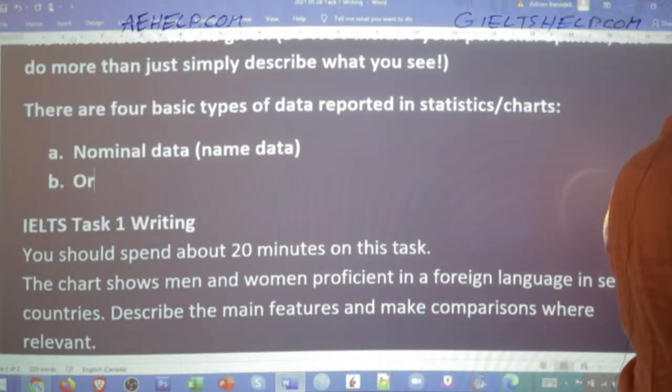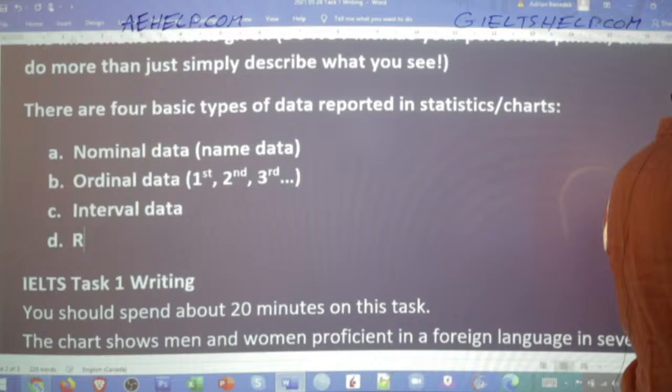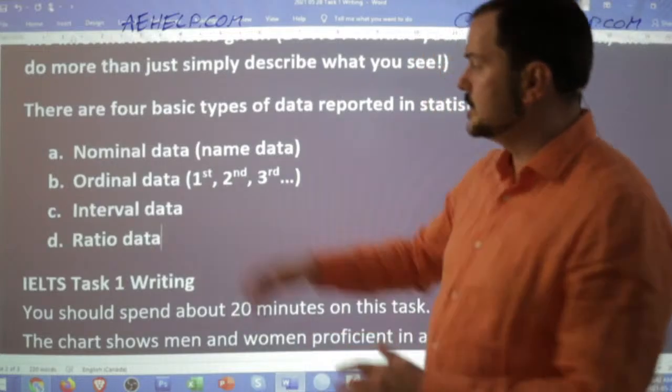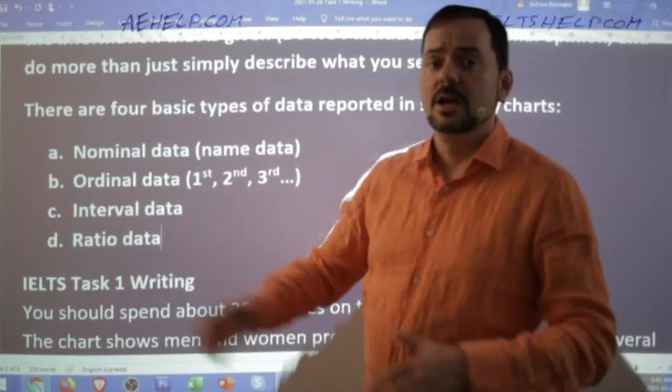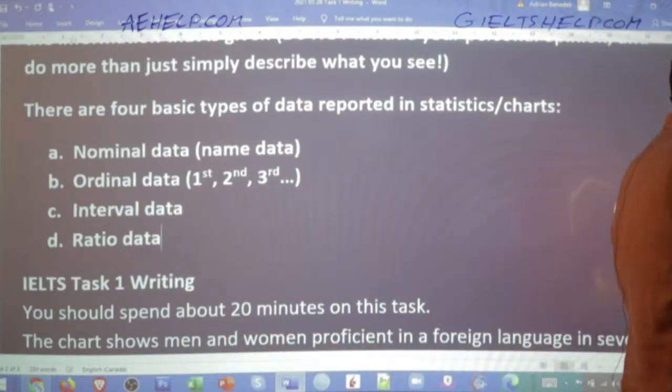Then the next one is called ordinal data. Okay, that's where you have things like first, second, third. And then you have what's called interval data. Okay. And then you have what's called ratio data. Okay, I'm not going to get into too much detail in those. So those are the different types of data that you can see in statistics and on graphs and charts, and it's a good idea to know what those are. Okay.